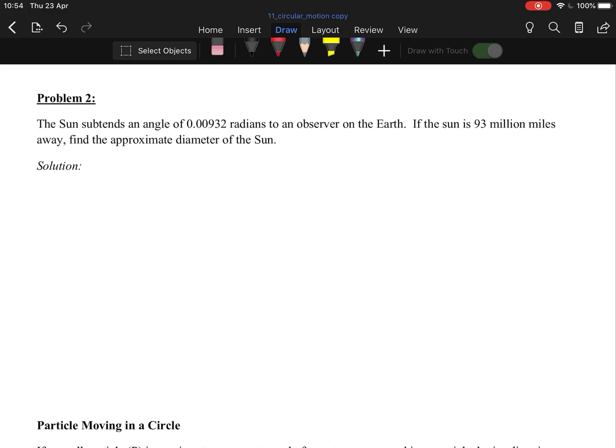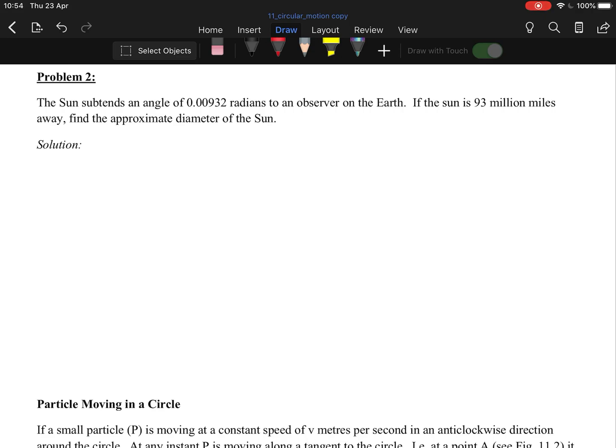Okay? So we move on to the next question here. Problem 2. The sun subtends an angle, that should be at an angle. The English teachers do not enjoy reading through my notes. So at an angle of 0.00932 radians to an observer on Earth. If the sun is 93 million miles away, find the approximate, because obviously with this method you can't find the exact, find the approximate diameter of the sun.